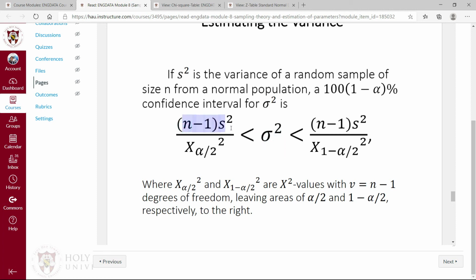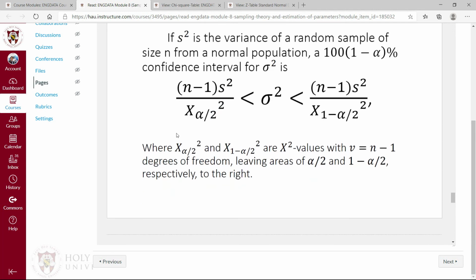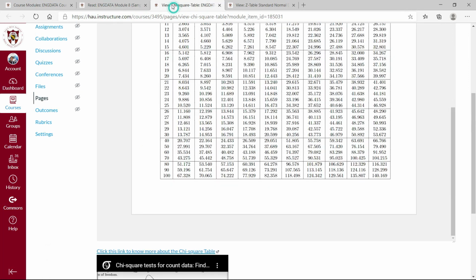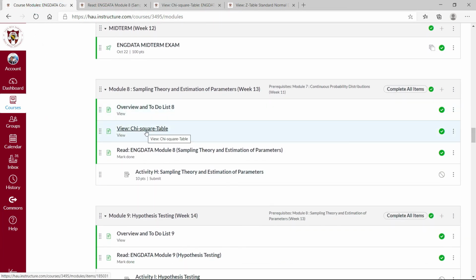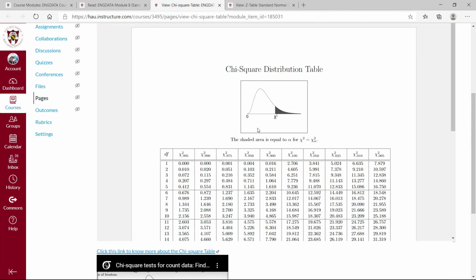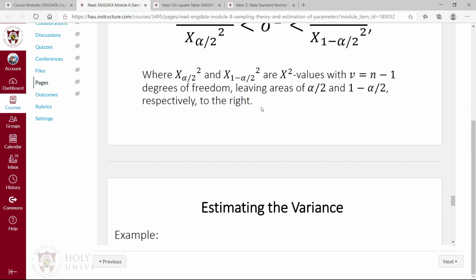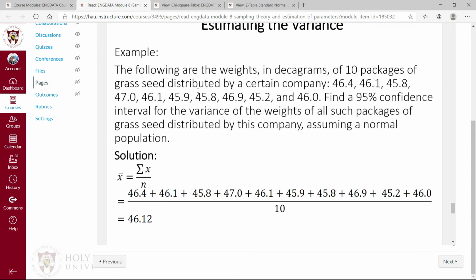So this is the degrees factor. Then this will be the variance of the random sample, and this will be the values between the degrees of freedom. Okay, we will be using the chi table. It is included on your module week 8, the chi-square table. Now let us try to solve this example.